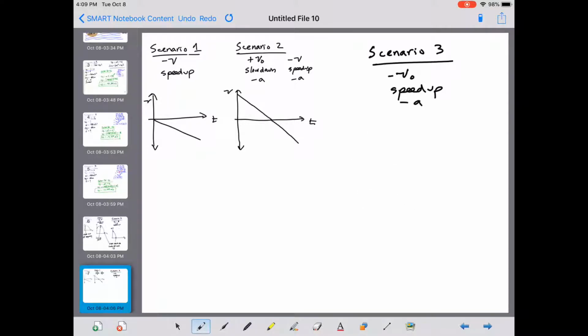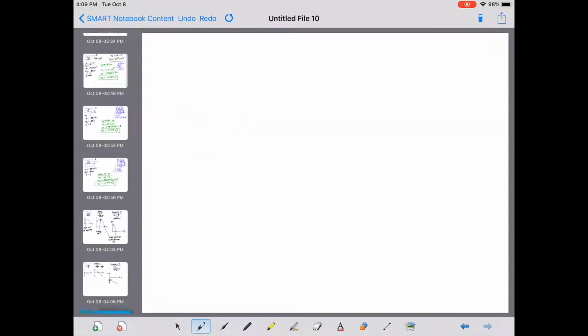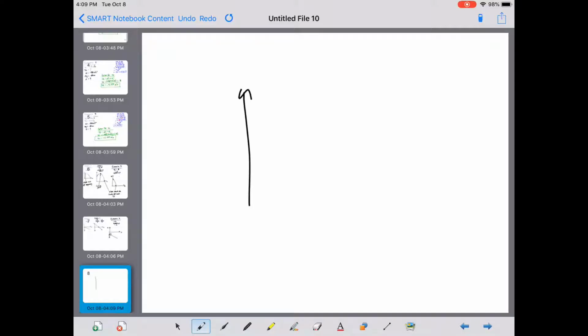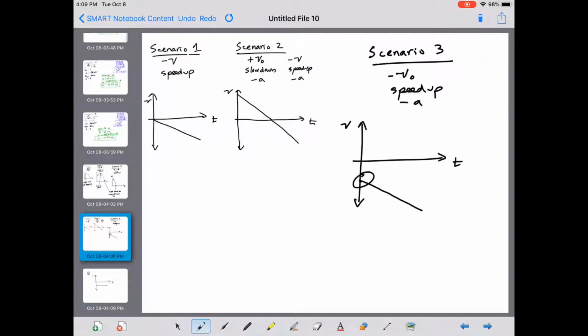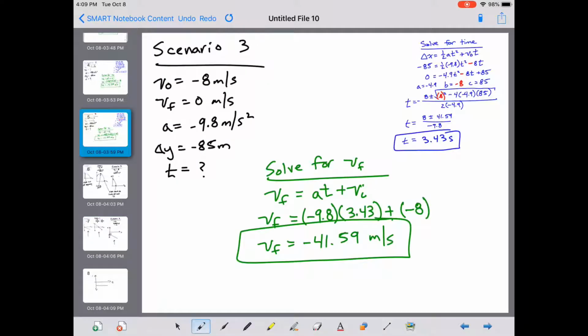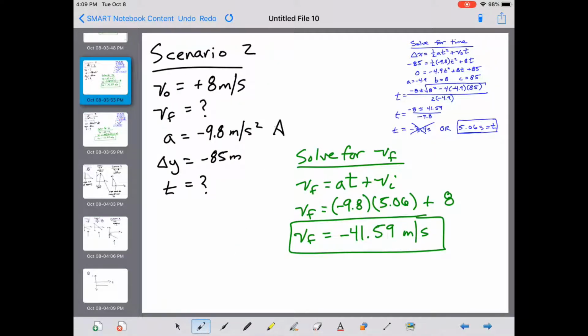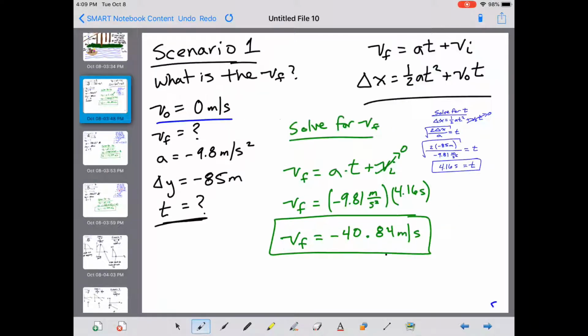All right? Now, the acceleration versus time graph for all of these, I'm only going to draw one, is this right here. Because if you look at these graphs, the slope of each of these lines is the same. It's negative and it's constant. It's negative and constant because we made the assumption in each scenario that our acceleration was negative 9.81 and constant the entire time.